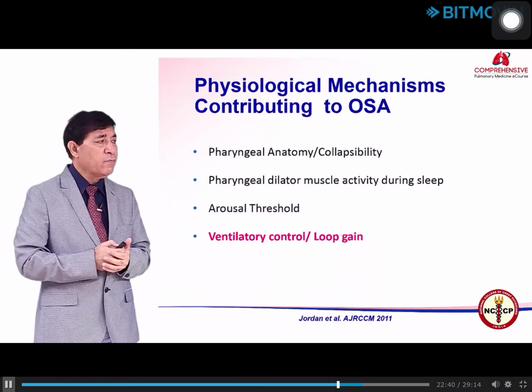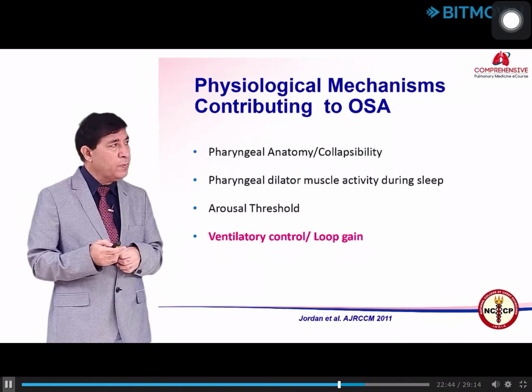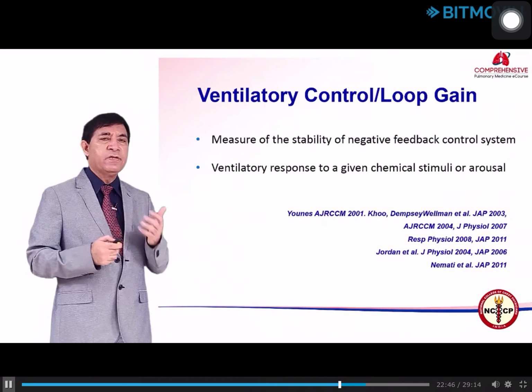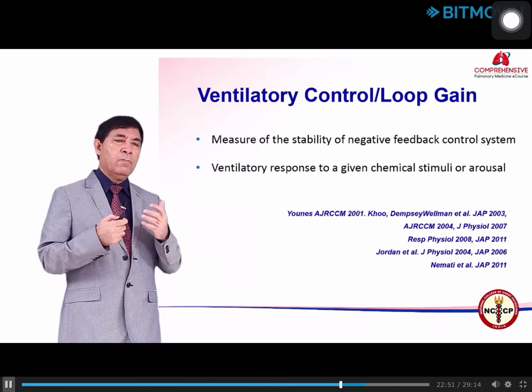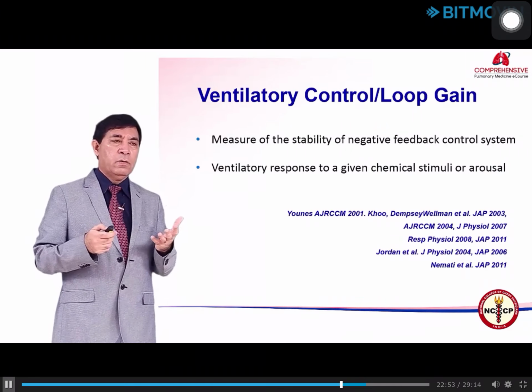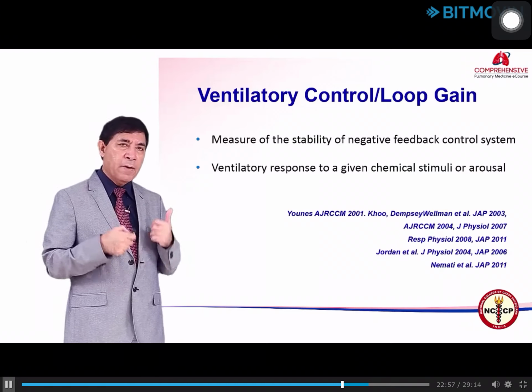The other thing is what we call the ventilatory loop gain. What is loop gain? Actually, it is a measure of stability of a negative feedback control system, because we normally respond to changing ventilation, which is represented in the form of hypoxia and hypercapnia.